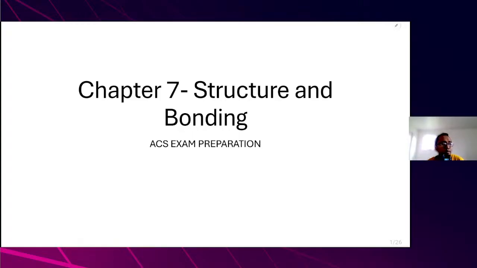Today we are going to discuss chapter 7 about structure and bonding for ACS exam preparation. As I mentioned in the previous video, we already discussed in much more detail enthalpy and heat. Now we are moving to another chapter, which is about structure and bonding.